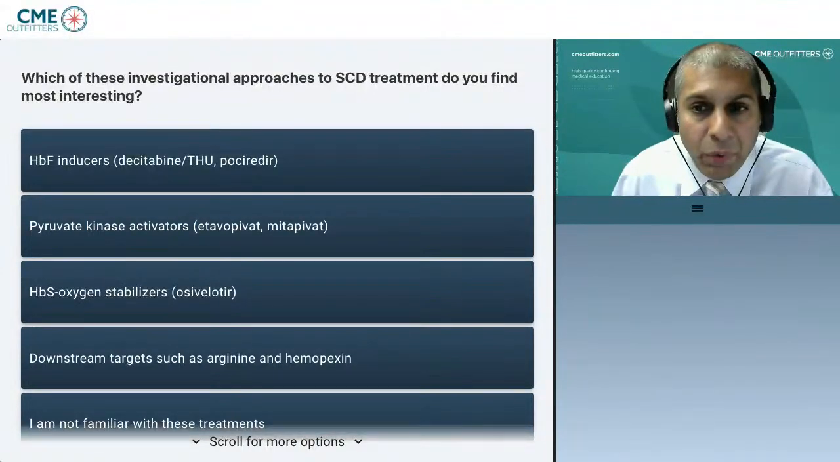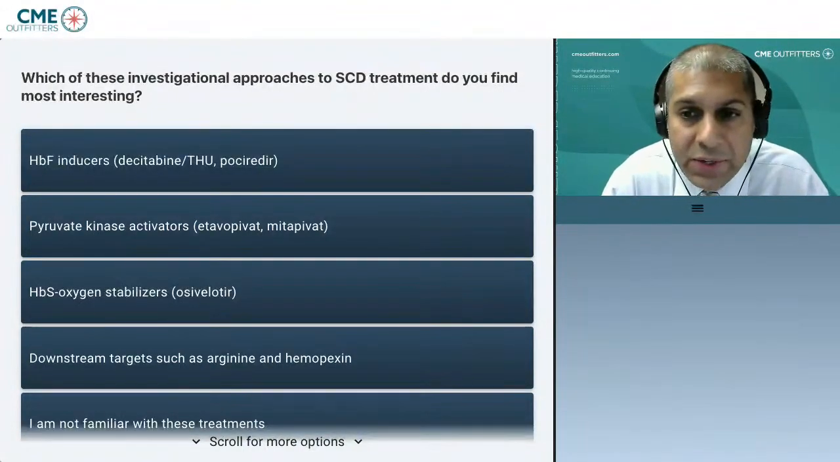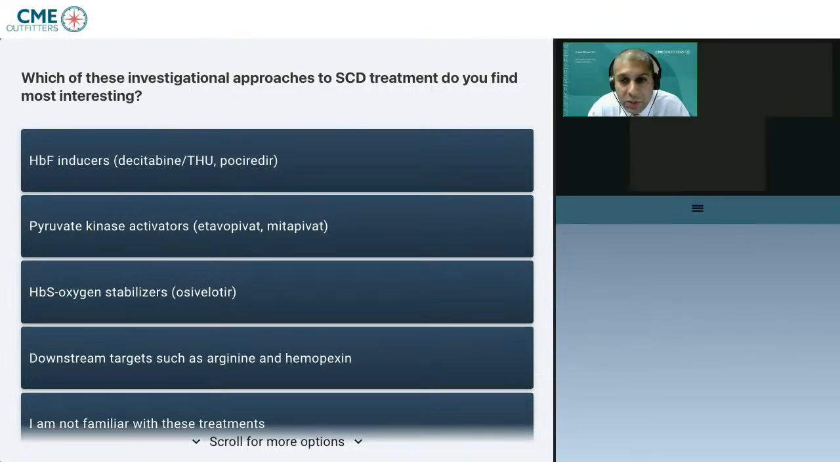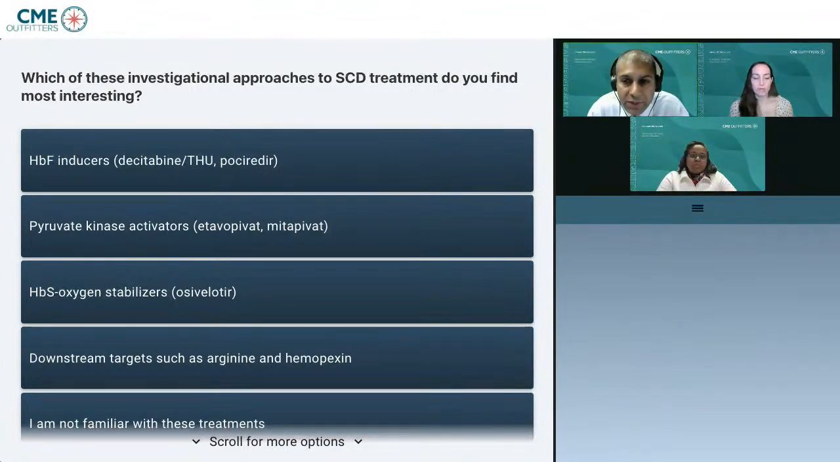So now, before we move into some of the investigational agents, let me ask the audience a question. Which of these investigational approaches to sickle cell disease treatment do you find the most interesting? Hemoglobin F inducers like decitabine, pyruvate kinase activators like etavopivat or mitapivat, hemoglobin S oxygen stabilizers like osivelotor, downstream targets such as hemopexin, or are you not familiar with these agents? Please vote.